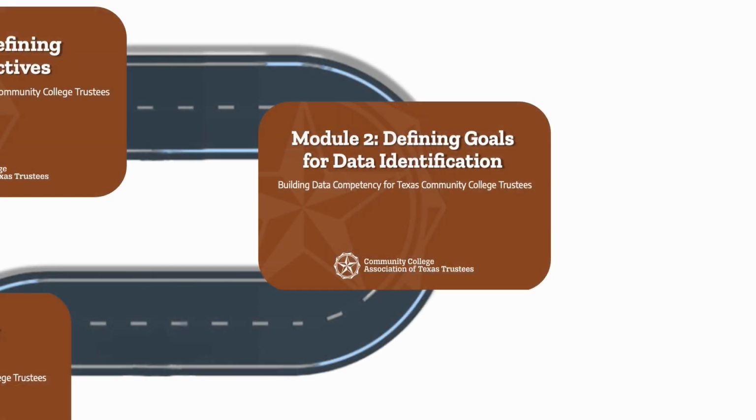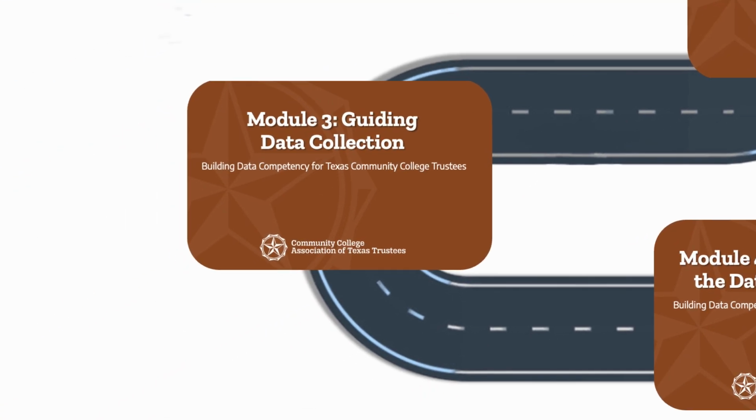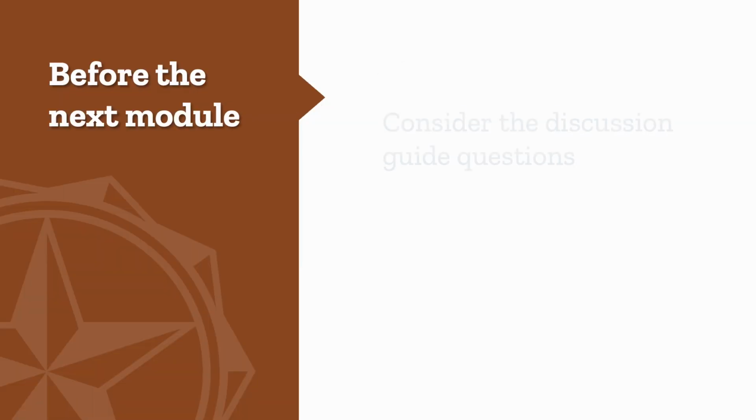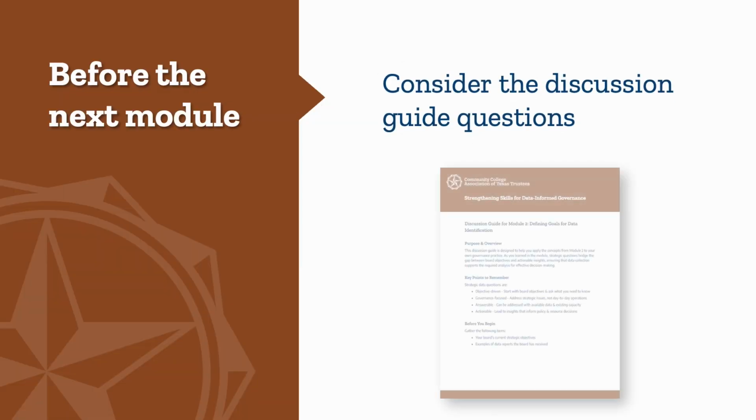In the next module, we'll explore how to work with your CEO and institutional research team to ensure the right data are collected and analyzed to answer your strategic questions. For now, use the discussion guide to reflect on your board's current objectives and consider what questions you need data to help answer. Be sure to review the additional resources provided as well.